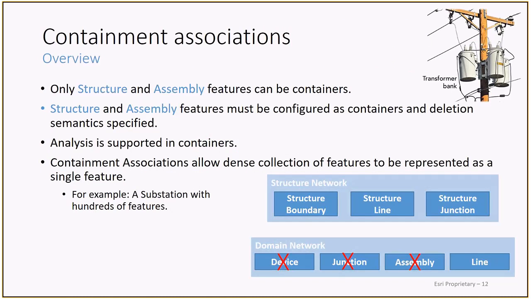So our next type is containment associations. Only structures and assemblies can be containers. And when you set up a container, and you'll see this with structures as well, you set up something called a deletion semantic. It indicates what's going to happen when I go to delete the feature, which is a container. What happens to the stuff that's inside of it? Does it also get deleted? Does it error on you and not let you delete that? Or does it actually just remove the containment association status on all those other features, but get rid of the container itself?